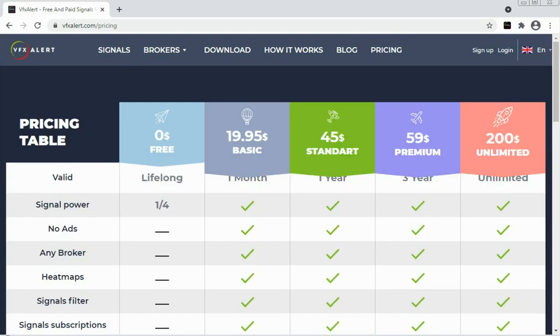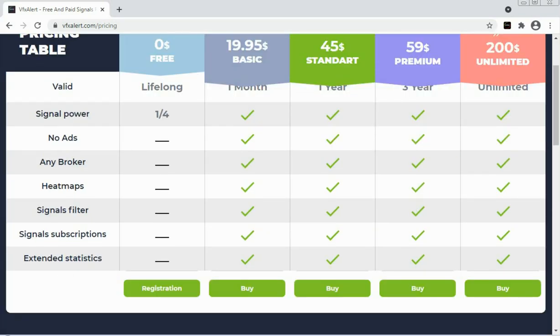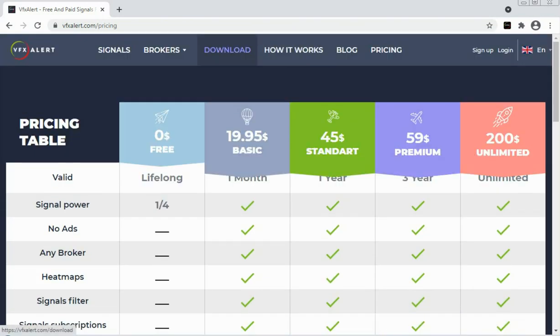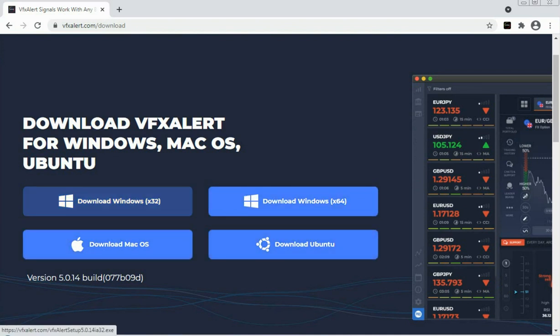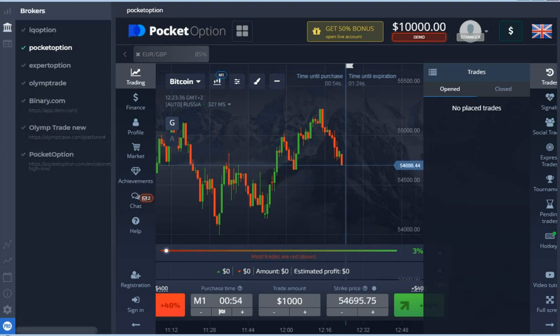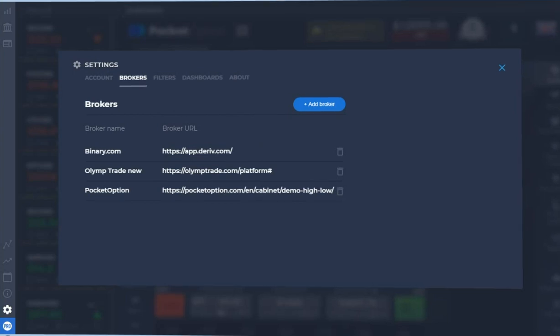To start trading on the vfxalert website, select the license that suits you, or free signals with limited functions available immediately after registration. Then download and install the program on your computer. You can trade on recommended brokers or add your own in the program settings. Let's move on to strategy and signals.